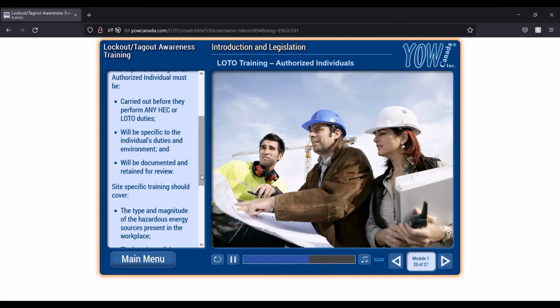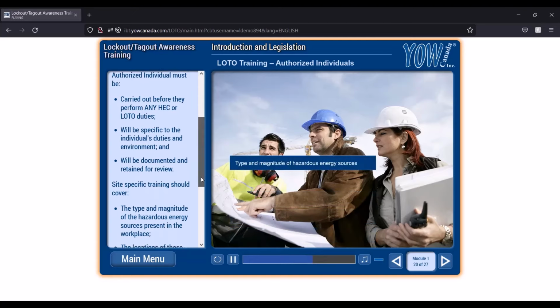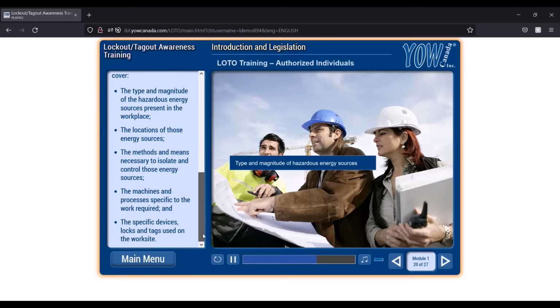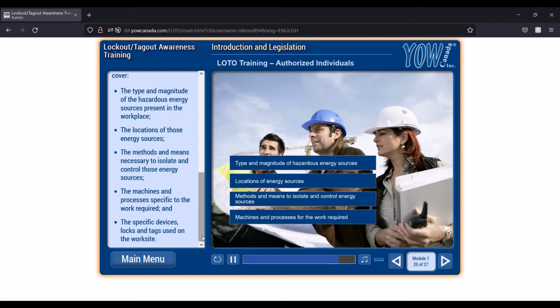Site-specific training should cover the type and magnitude of the hazardous energy sources present in the workplace, the locations of those energy sources, the methods and means necessary to isolate and control those energy sources, the machines and processes specific to the work required, and the specific devices, locks, and tags used on the worksite.